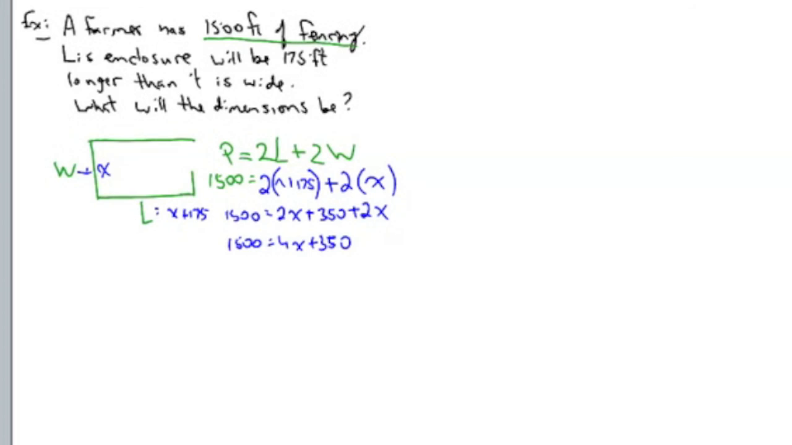350. Subtracting, what is it? Come on, geniuses. 1150, right? For those with calculators. 1150 equals 4x. Okay, divide by 4. 287.50. So x is equal to 287.5.